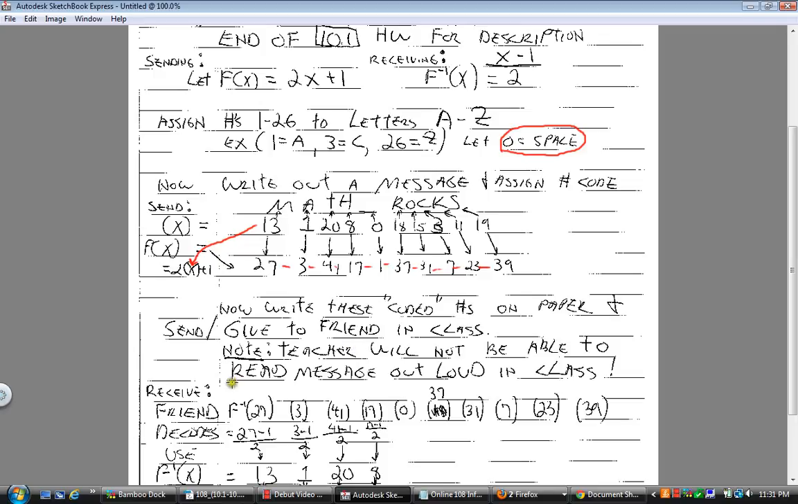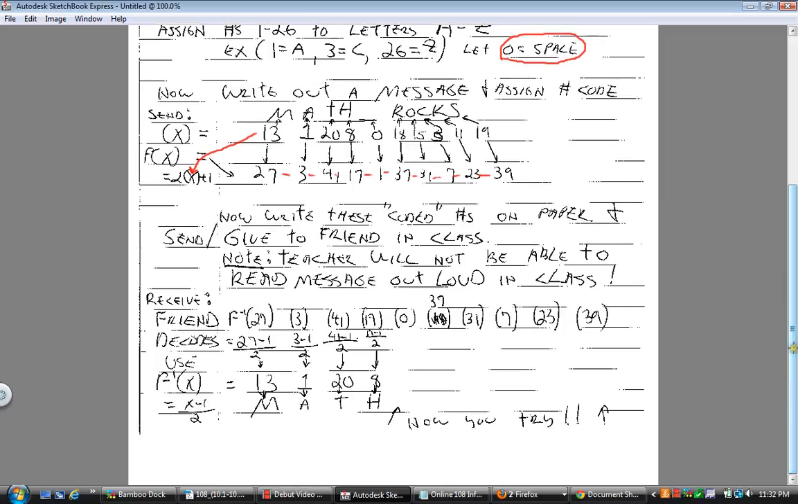And here's how you receive them. You would take the numbers that you got, and now you would put them into the inverse function. So you would take the number 27, and go into the inverse function, which was x minus 1 divided by 2. Put 27 in for x. Minus 1 would be 26, divided by 2, and it would give you the result of 13. Then they knew that the letter 13 corresponded with the letter M, and then they would start writing the M.